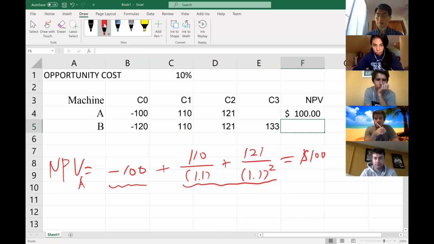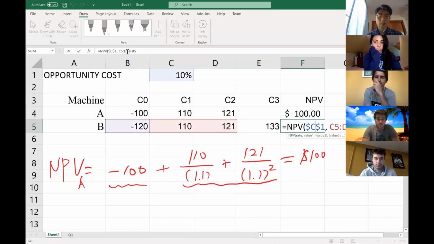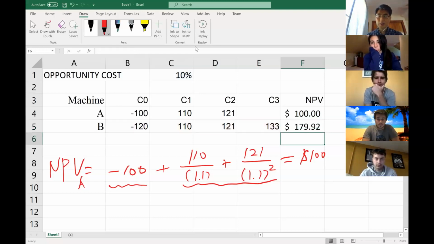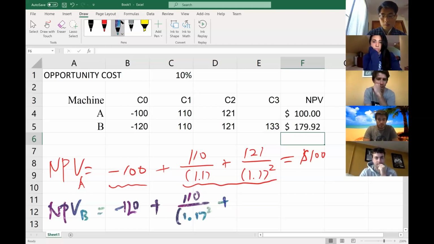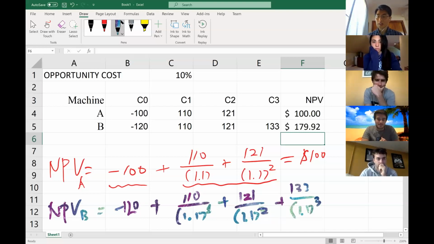And we can do the same for the second one. And because we locked the reference cell, now all that we have to do is to include E5, right? So in case of the second project, so let me use a different color. So net present value of the second project is negative 120 plus the present value of all this, right? 110, 121, and 133, right? And that is 179.